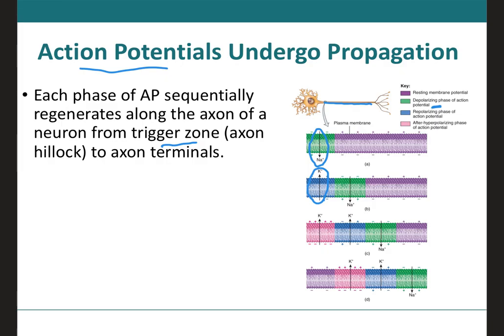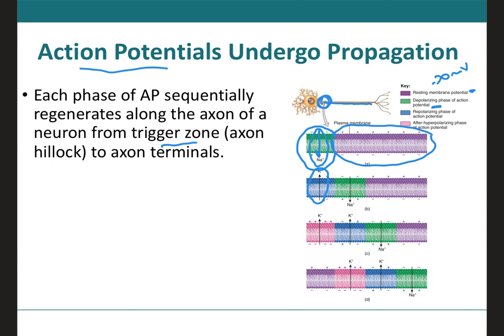Analyzing this image in a little bit more detail, we're going to see that what's represented here in purple is the resting membrane potential. So this will be at around minus 70 millivolts. And the action potential is starting right over here at the trigger zone.